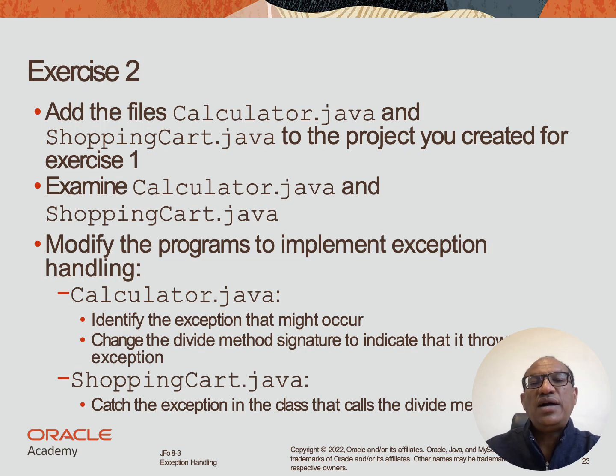In exercise 2, add Calculator.java and ShoppingCart.java to your project. In Calculator, modify the divide method to throw an exception when division isn't valid. In ShoppingCart, handle that exception with a try-catch. This gives you both sides, throwing and catching exceptions.